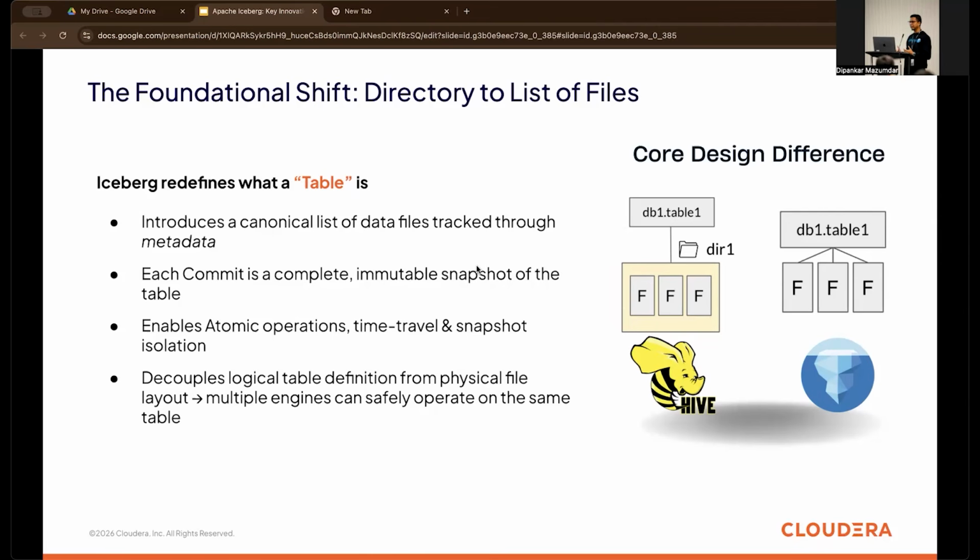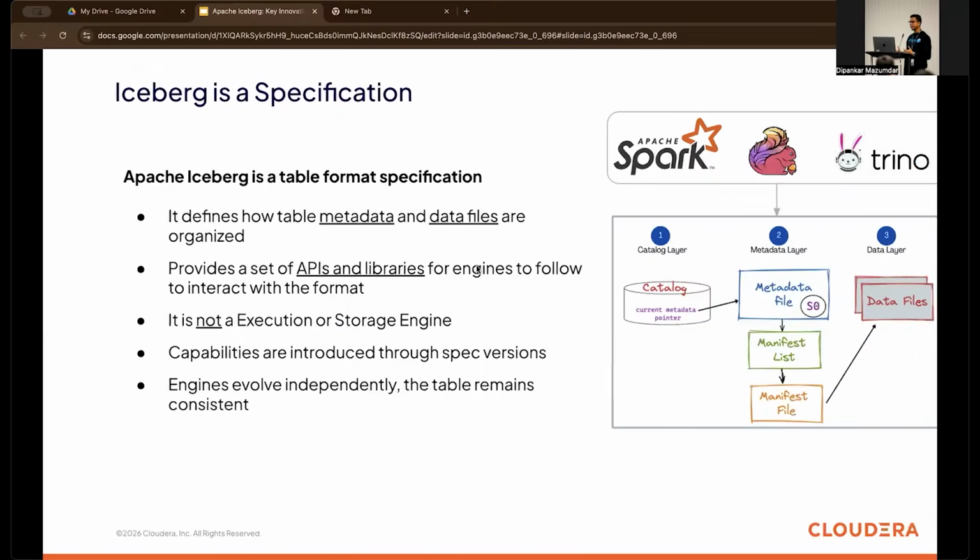Now, each commit in Iceberg produces a new snapshot representing a complete, immutable view of the table at a specific moment in time. Writers either successfully publish a new snapshot or they don't. There is no partial table state. And readers always see a consistent snapshot even while new data is being written, which is what enables atomic commits and snapshot isolation guarantees. By separating the logical definition of a table from the physical layout of files, Iceberg made it possible to reason about table state and evolve tables over time, most importantly, at cloud scale.